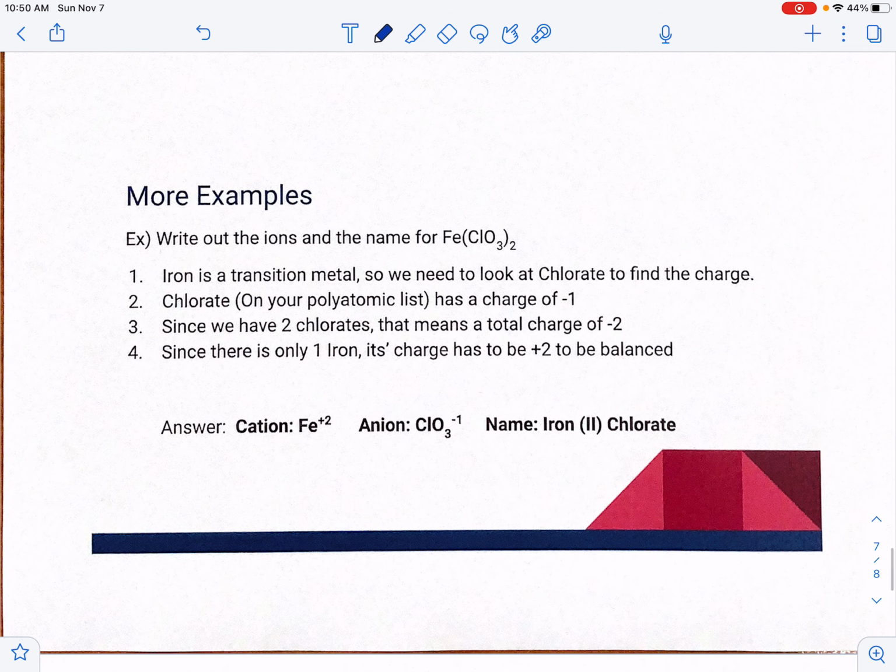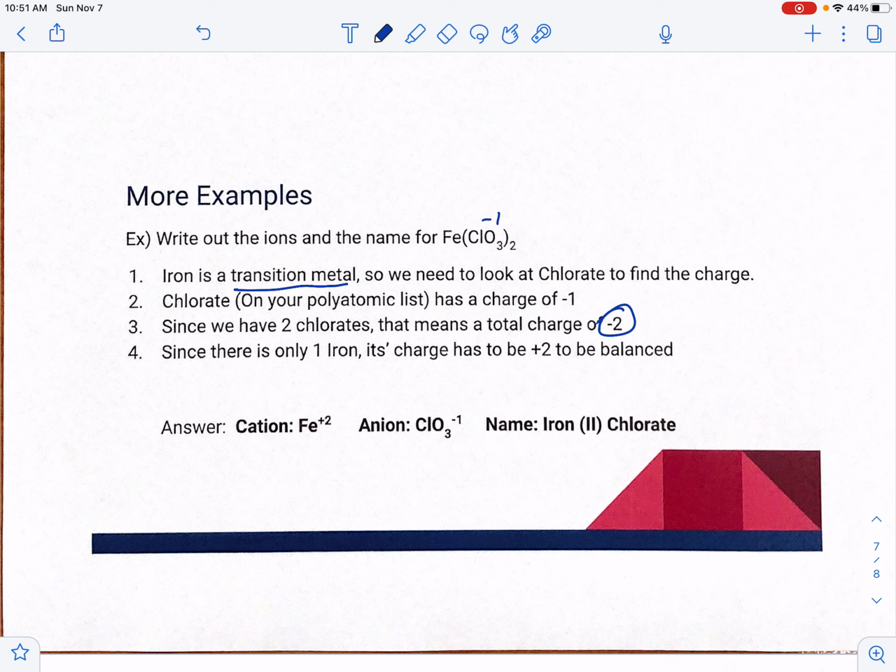Now, some more examples. Write out the ions and the name for FeClO3 2. One, we see that iron is a transition metal, it's in that transition group. So that means we're going to need to look at chlorate to find the charge. If you look on your polyatomic list, chlorate has a charge of -1. So that means that there are two of them. Since I have two chlorates, there is a total charge of -2.